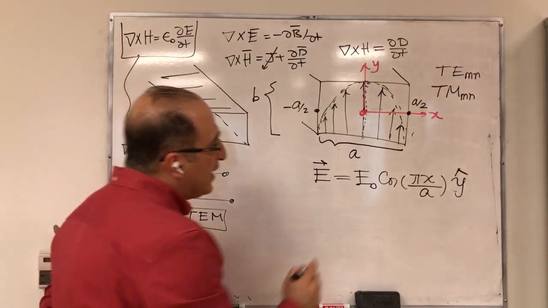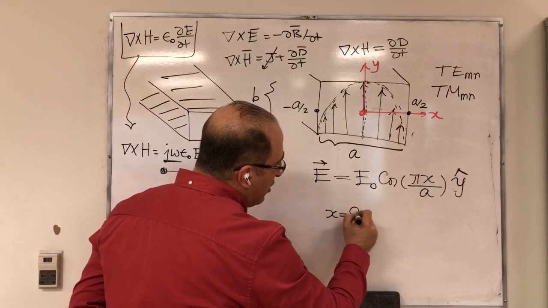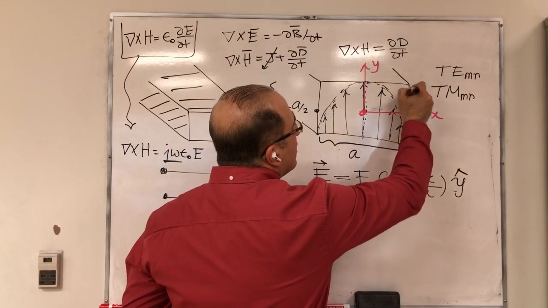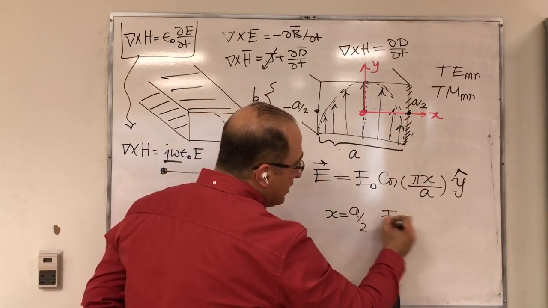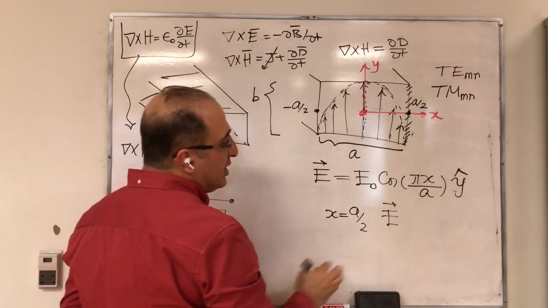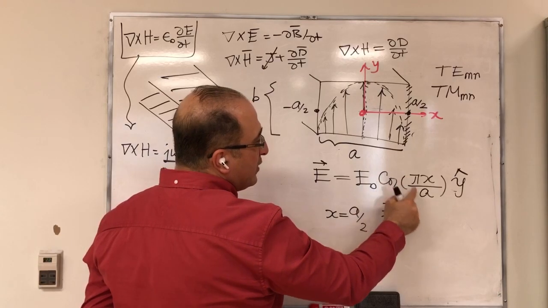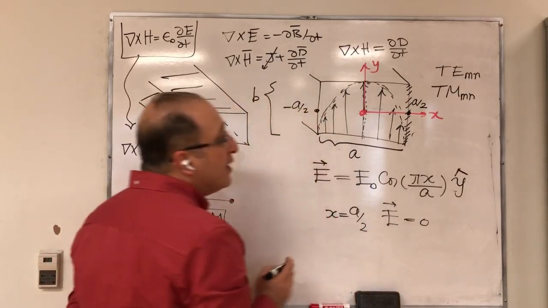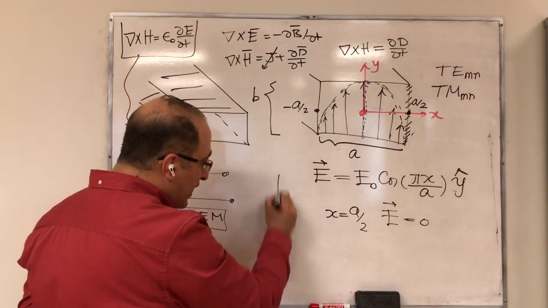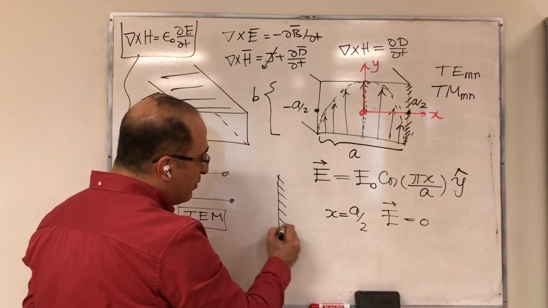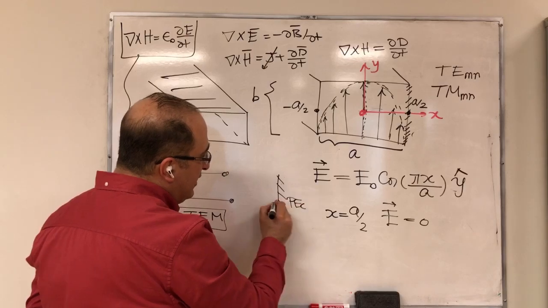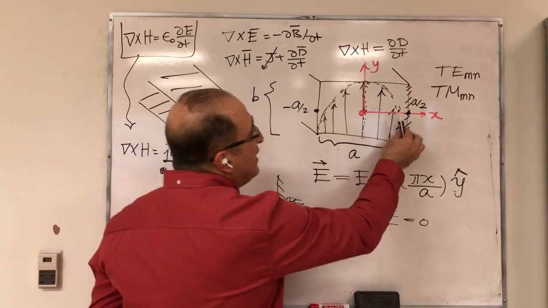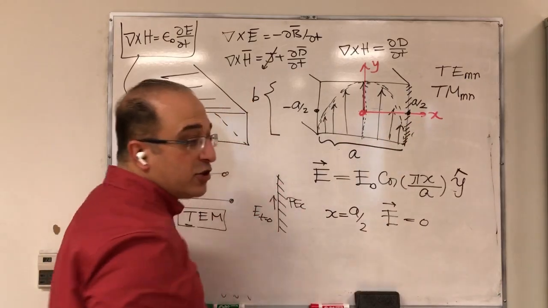So if you look at here, if you substitute x equal a divided by 2, that means you are on this wall, then your E becomes essentially 0, because that's, you're going to end up with cos of 90, which is 0. So your E becomes 0. That's very good, because you know that over a PEC or metal, E tangential needs to be 0. And remember, E in the y-hat direction is tangential to this surface.